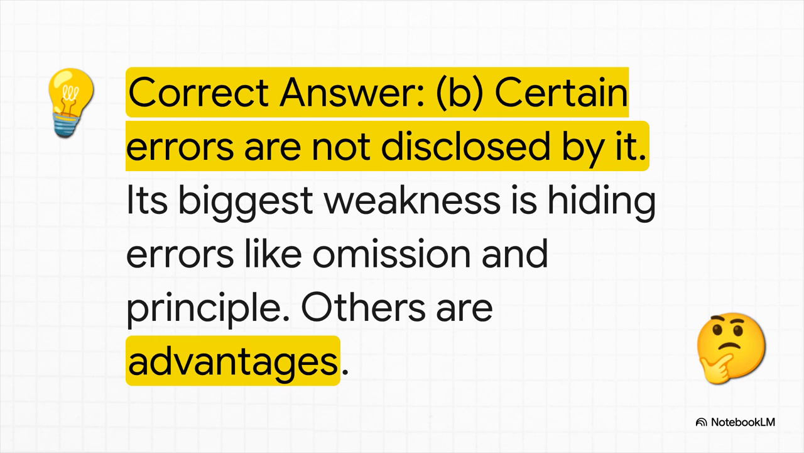As we discussed, things like errors of omission or principle can be completely hidden even when the trial balance agrees. The other options, helping locate errors, summarizing accounts, being a base for final accounts, those are all advantages, right? They're the whole reason we do it. So for your exam, knowing its weaknesses is just as important as knowing its strengths.